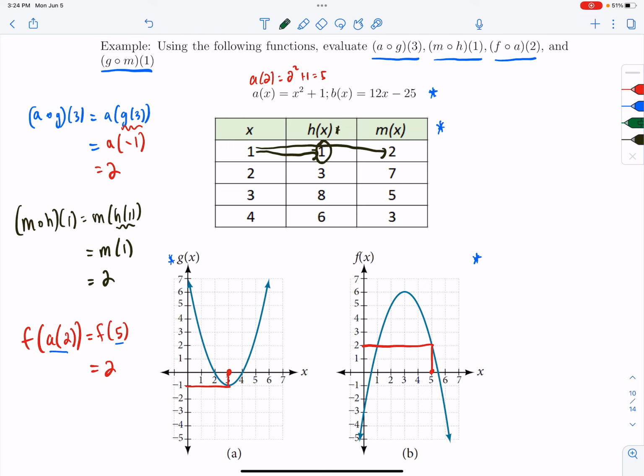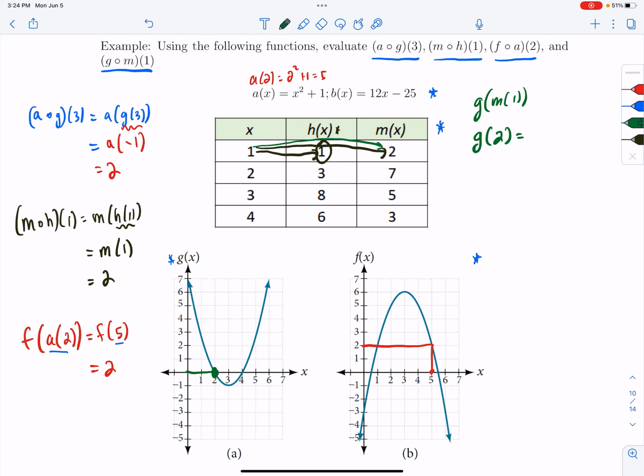And then lastly, we have g of m of 1. The m function of 1, we already found that. M of 1 is 2. So now I'm going to have g of 2, and g is in this graph. G of 2 is right here, and that is right on the y-axis, so that's 0. In this example, we just saw how we can compose two functions together when they're given to us in different formats.